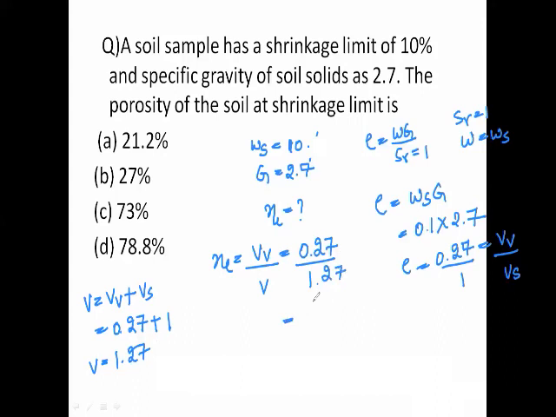So in terms of ratio, how much will you get for the porosity? Okay, I need to use a calculator. So 0.27 divided by 1.27, you will get 0.2125. In terms of percentage, because porosity is always expressed in terms of percentage, 21.25% is the answer for this. Therefore, the answer is option A. Next question.